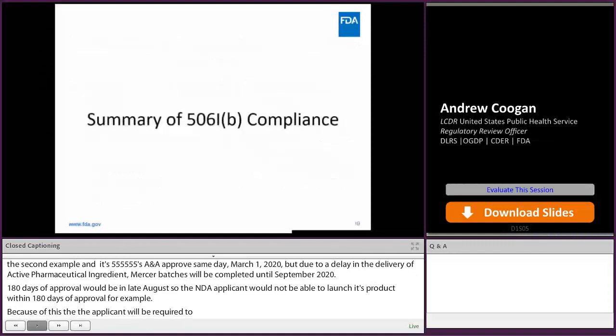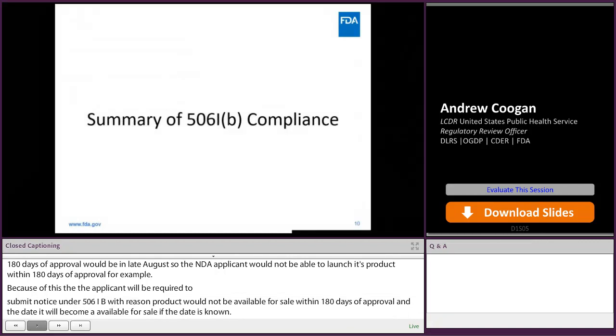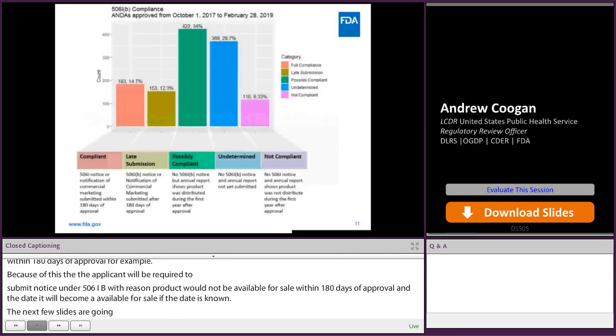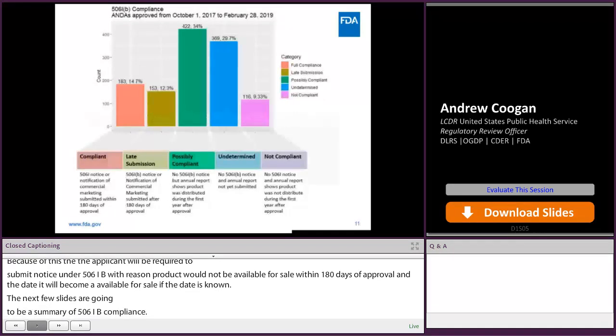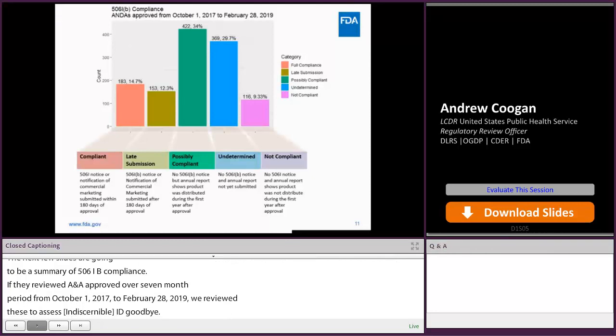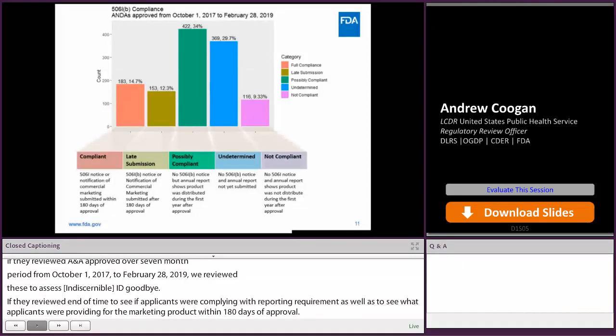So the next few slides are just going to be a summary of 506IB compliance. FDA reviewed ANDAs approved over a 17-month period from October 1, 2017 to February 28, 2019. And we reviewed these to assess 506IB compliance. FDA reviewed ANDAs approved in this time frame to see if applicants were complying with the new reporting requirements, as well as to see what reasons applicants were providing for not marketing their product within 180 days of approval. The graph on this slide shows overall 506IB compliance. To obtain this information, FDA reviewed amendments submitted related to marketing status and annual reports.